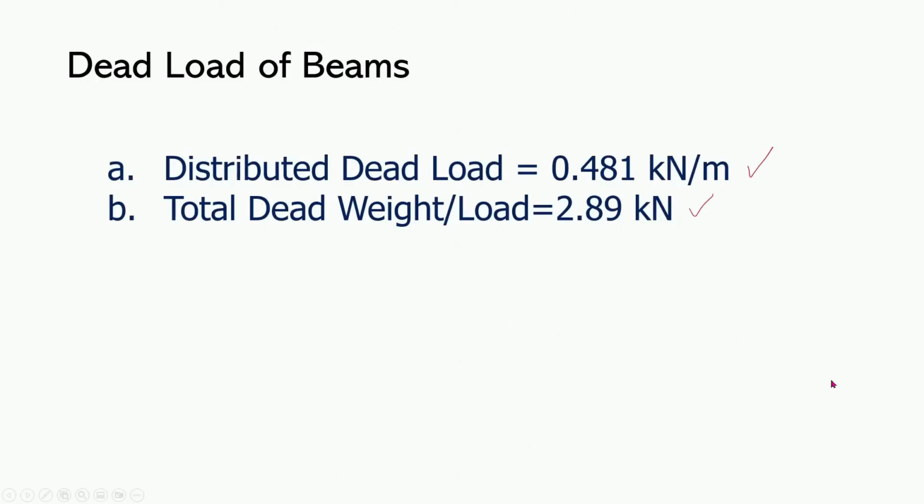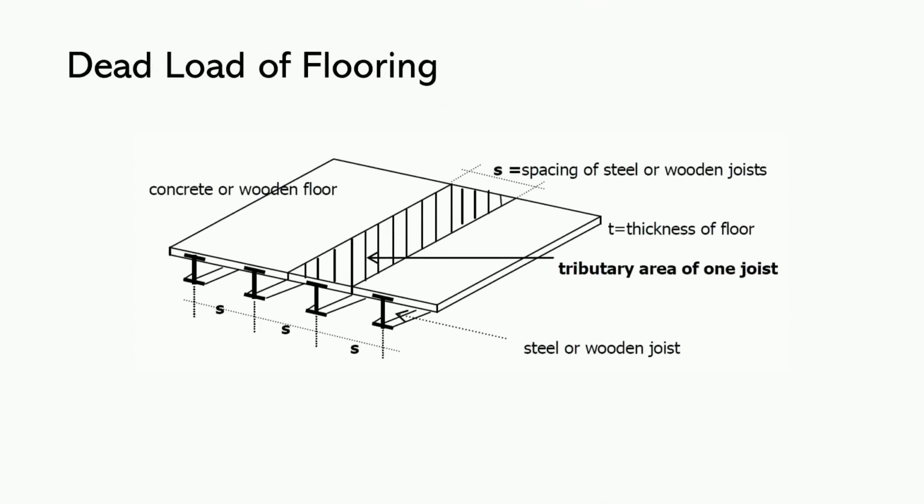Now, since we are done with the beams, we will move on to the dead loads of our flooring. Now, this is how our flooring will look like. This may be concrete or wooden. And then, this is the spacing of our joists. This is evenly distributed. And then, this is the thickness of the floor. And then, we have the tributary area.